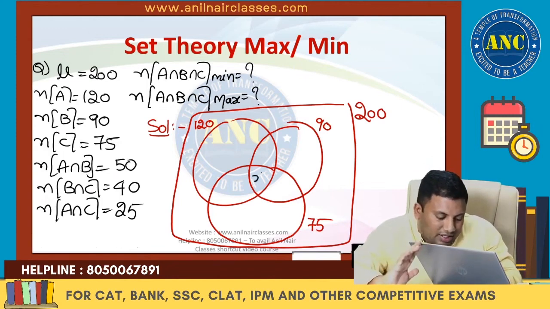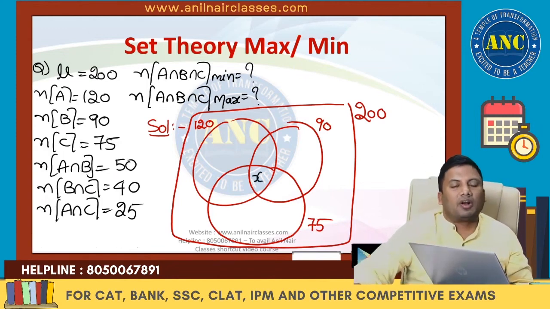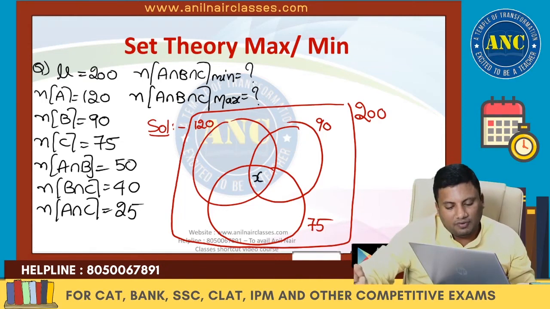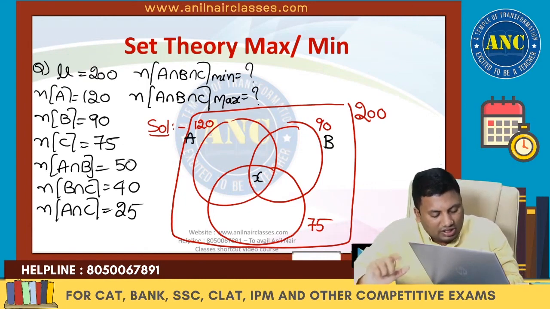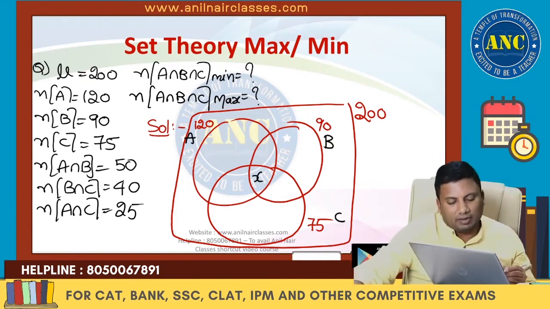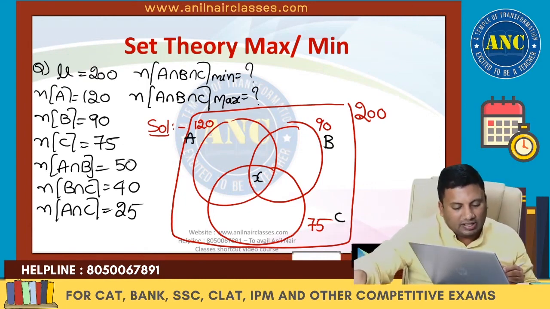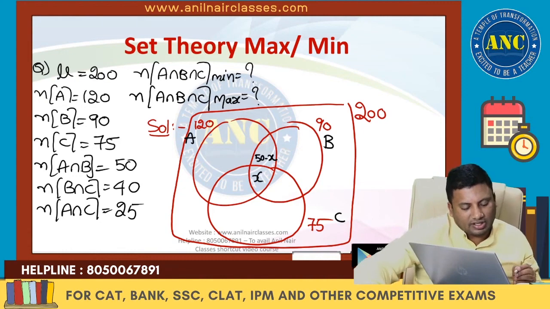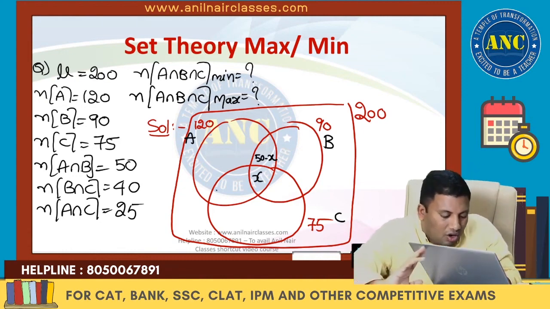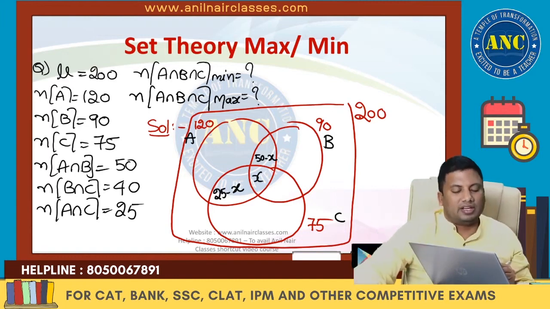A intersection B intersection C, I will call it X. Minimum value we require. This is nothing but A, this is nothing but B, this is nothing but C. Traditional method. A intersection B is 50, so this will be 50 minus X. A intersection C will be 25. Already X is present, so it is 25 minus X.